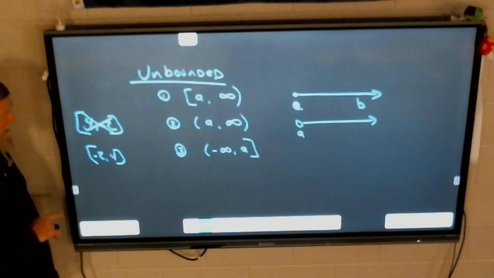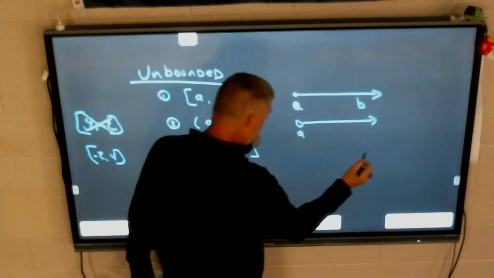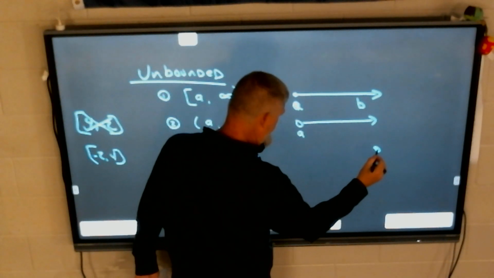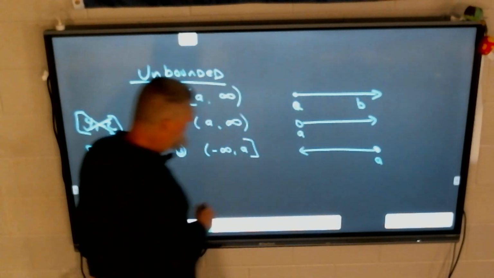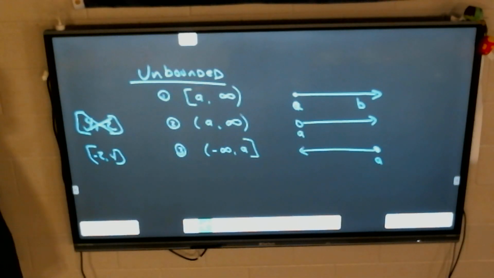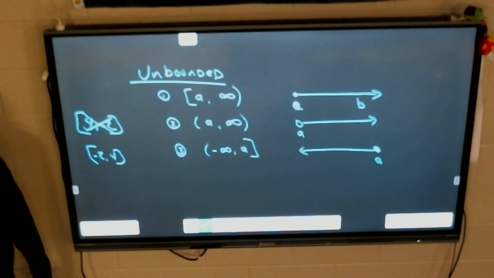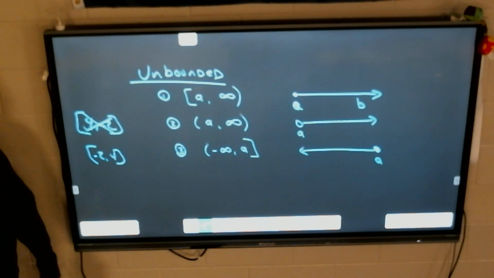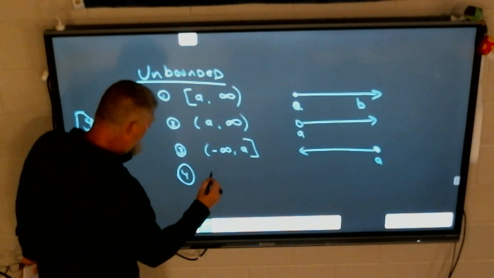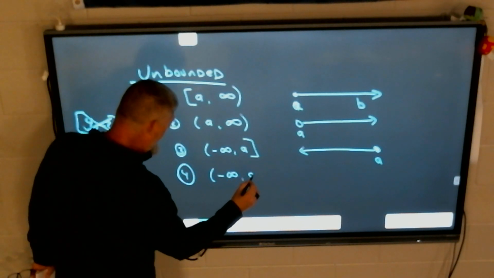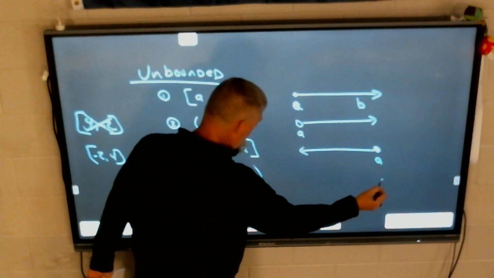So since we're going negative infinity to A, that means it's going this direction. A then goes to the left. It goes to infinity and B. Outstanding. Then of course I have negative infinity and open A, which is the same thing, only as an open circle.